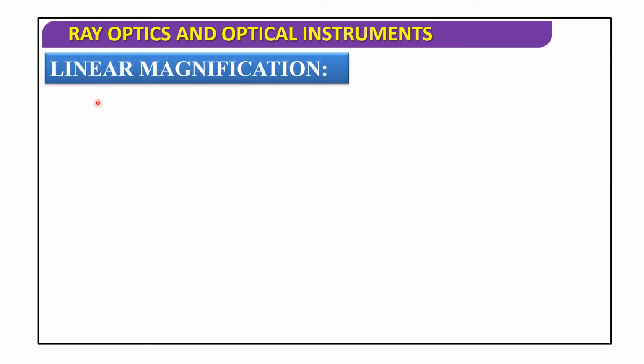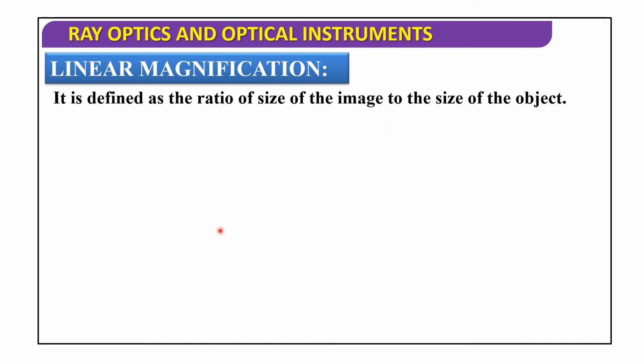Now, we will discuss linear magnification. It is defined as the ratio of the size of the image to the size of the object, or we can call it magnification. M is the ratio of the height of the image to the height of the object.